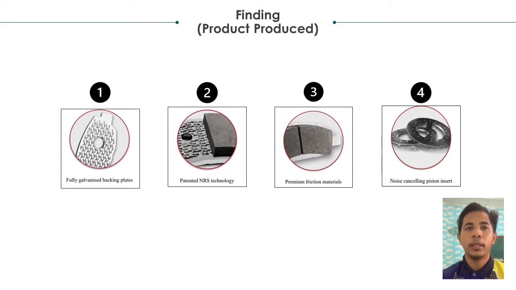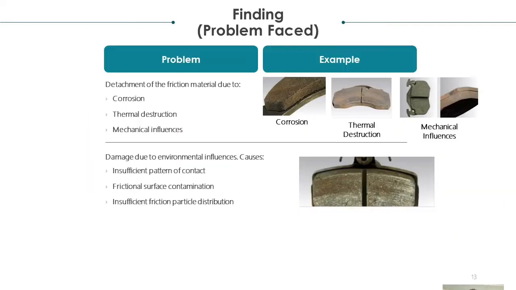The third one is premium friction materials. NRS brakes selected semi-metallic friction material for their brake pad. Semi-metallic brake pads consist of up to 65% metal and offer better resistance to heat. And the last one is the noise cancelling piston insert. NRS brakes come with a noise cancelling piston insert that is able to reduce brake noise by up to 90%.